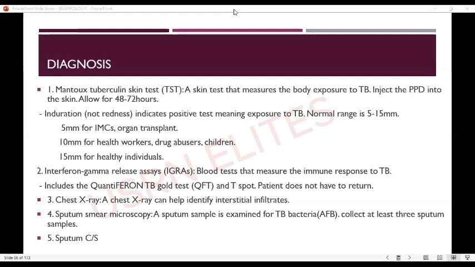Yes, who will answer? 8 millimeters. You check the skin mantle test, it is 8 millimeters. What does it mean?